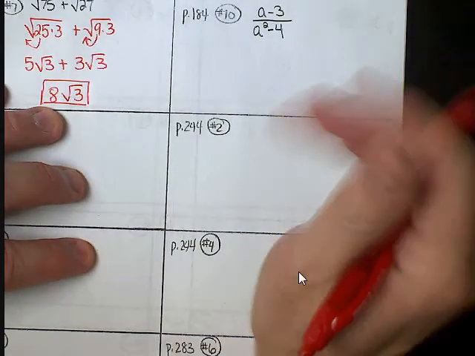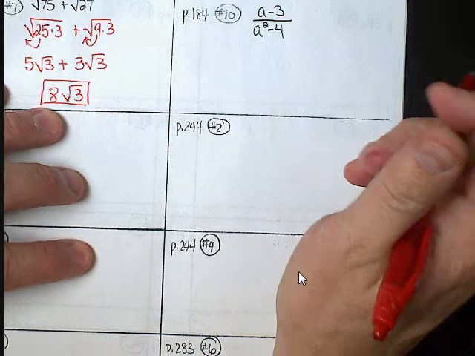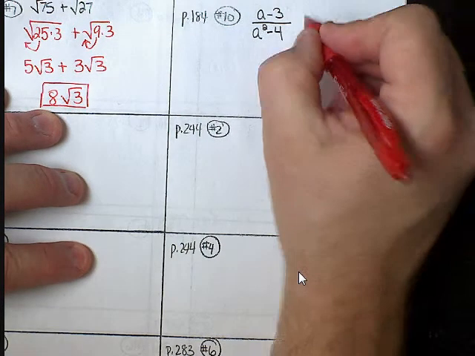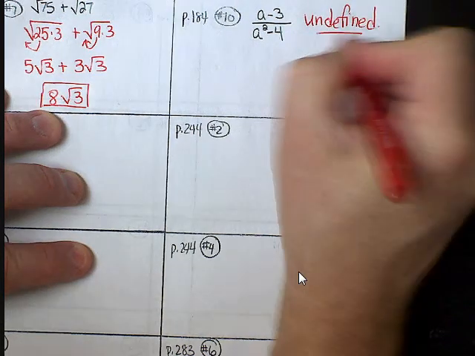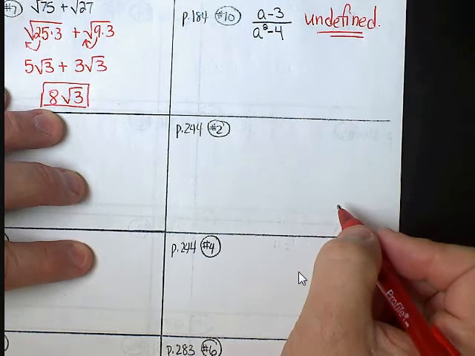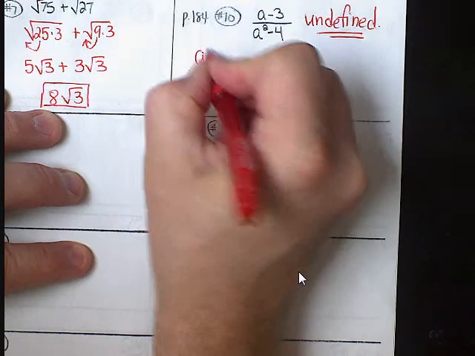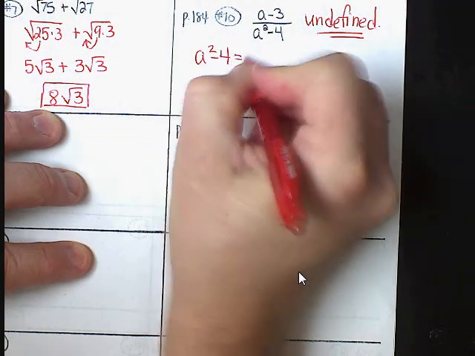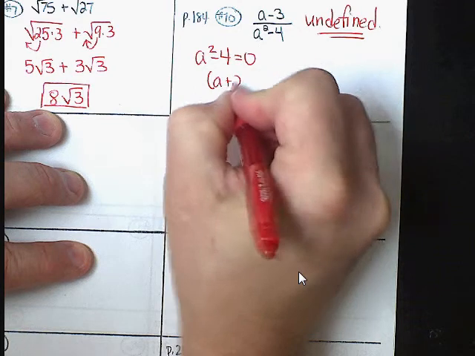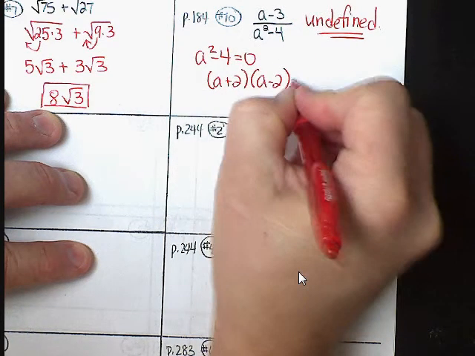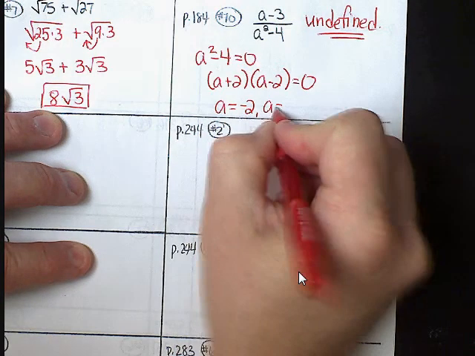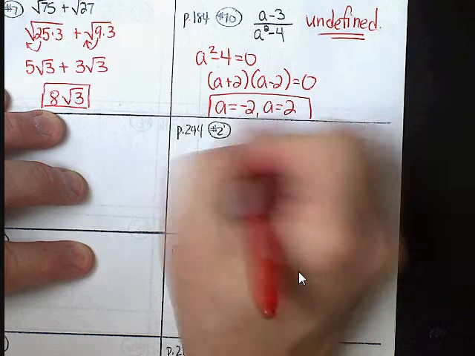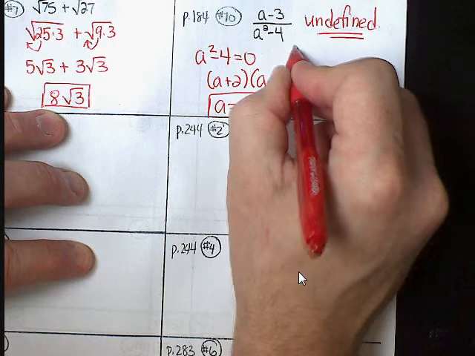Page 184, number 10, our last question. It looks like the directions were to simplify, but it's asking you for when this fraction is undefined. The only time a fraction is undefined is when the denominator is equal to 0. That denominator can then be factored into the difference of two perfect squares. And then solving for each one, you get x equals a negative 2 and x is equal to a positive 2. These are the values of a that will make this fraction undefined.